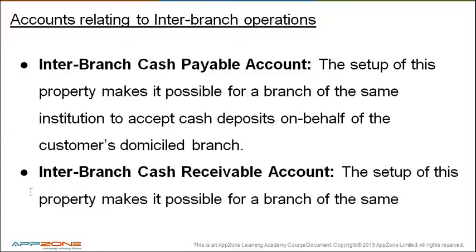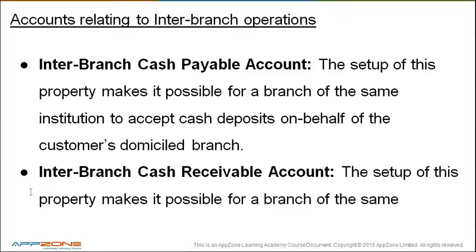What happens is that once a branch A customer walks into branch B, the teller in branch B receives the cash from such customer, and the teller, still in branch B, is debited. An account called cash payable in branch B will also be credited. So what this means is that branch B is supposed to remit that cash to branch A.